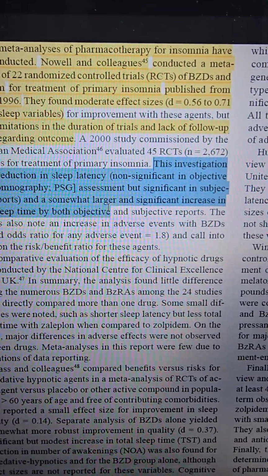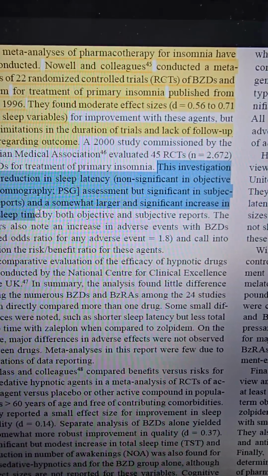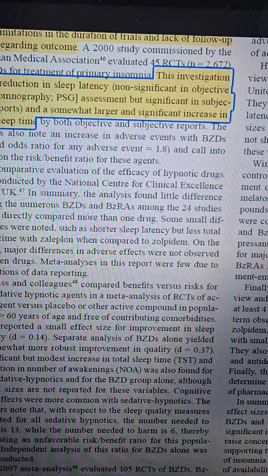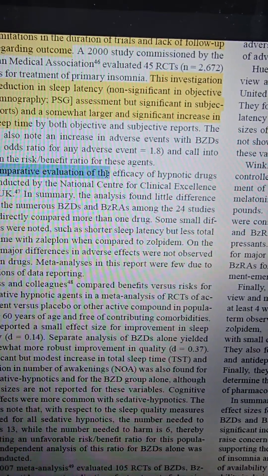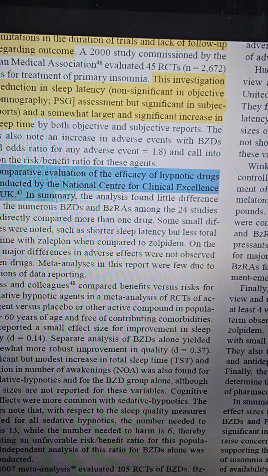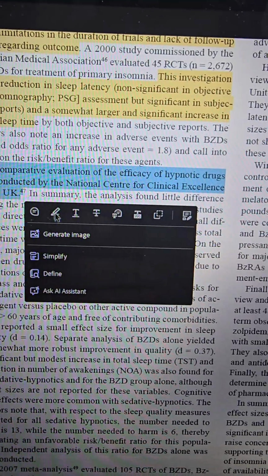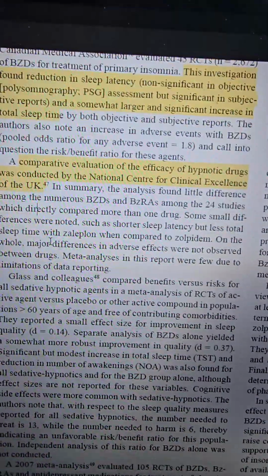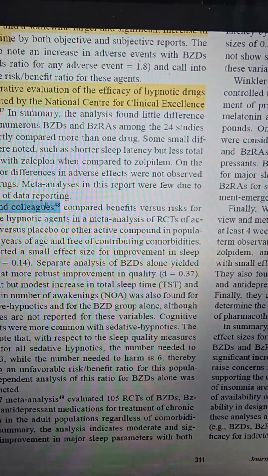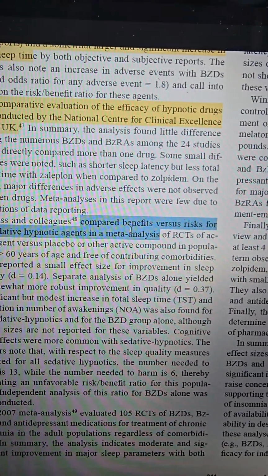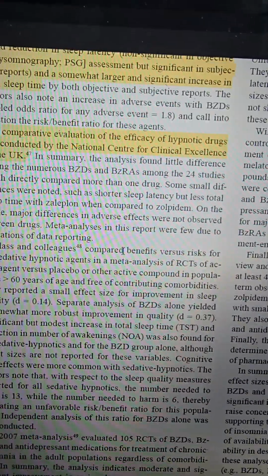And a somewhat larger significant increase in total sleep time, right? So they found what they found. Same thing, next paragraph: a comparative evaluation of efficacy of hypnotic drugs was conducted by NICE in the UK. So who, in summary, the analysis found what they found. And then again, the next one, Glass and colleagues, they cited them, right? In-text citations, compared what they did and then what they found.